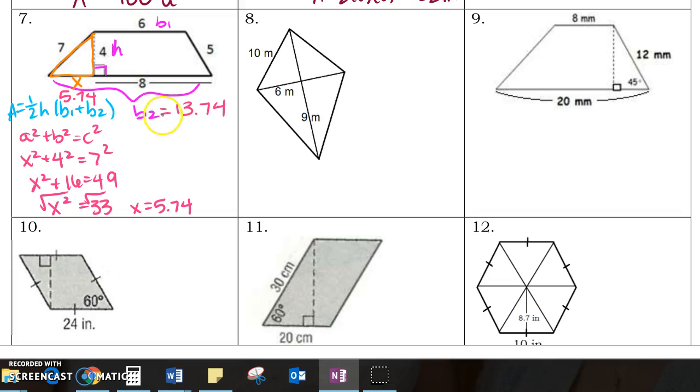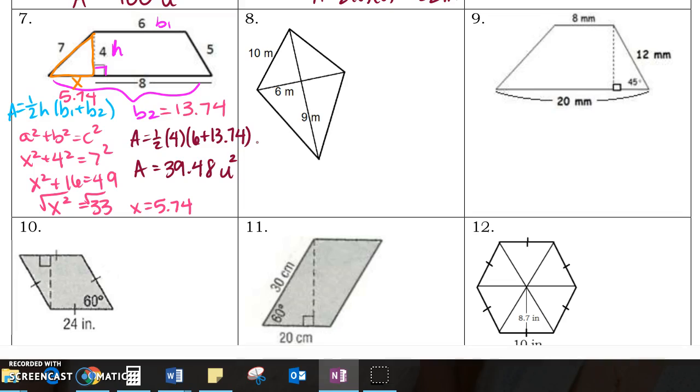So when we substitute everything into our equation, we'll have 1/2 times 4 is our height, times base 1 is 6, plus base 2 is 13.74. And take a moment, plug this all into your calculator. So pause the video, plug that all into your calculator. You should get 39.48. And again, we don't have units, so we can just say u squared for unit squared.